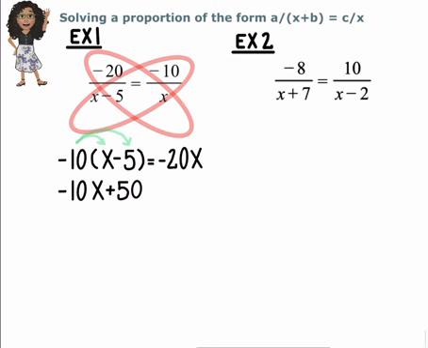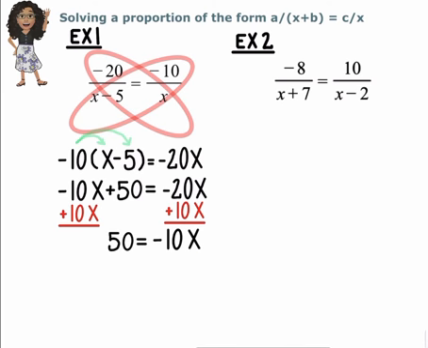We'll bring down the -20x, then move the x's to one side and numbers to the other. You move terms side to side by adding and subtracting. So I'm going to add the 10x to move the x's to the right. On the left side, we have 50, and now on the right side, -20x and 10x make -10x. Getting rid of multiply by -10, I'll divide by -10, and 50 divided by -10 is -5.